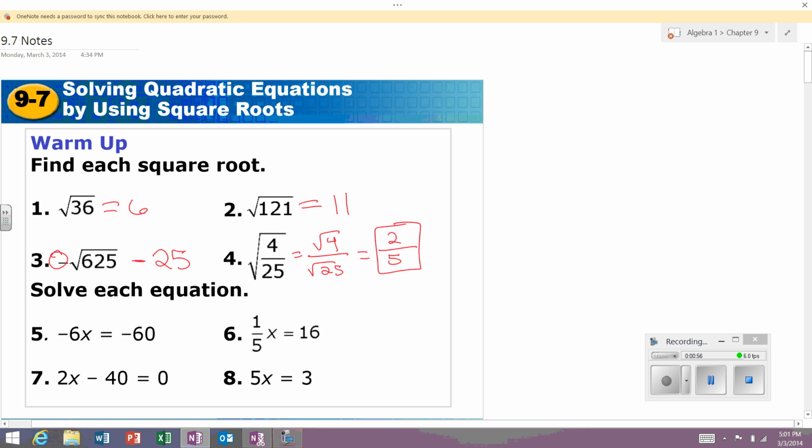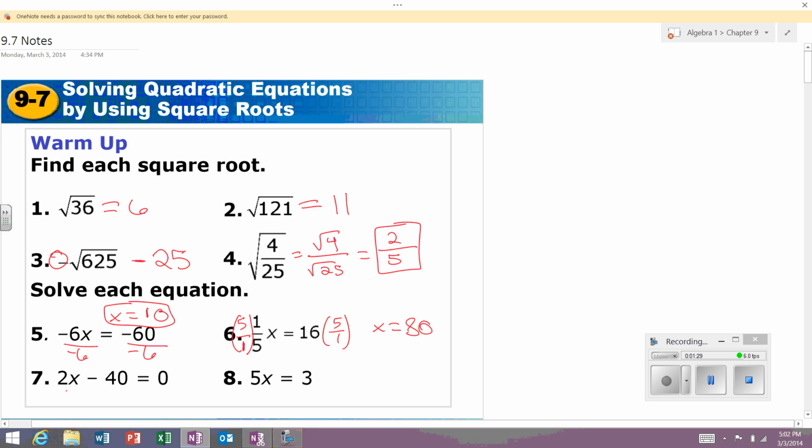Okay, the next one, they want us to solve the equation. So we need to solve for x. So we're going to divide both sides by negative 6. And then we'll get, I'm going to write it up here. Negative 60 divided by negative 6 is a positive 10. Okay, to get rid of the 1/5 next to this x, we need to multiply by 5 over 1. So instead of dividing by a fraction, we multiply by the reciprocal. So 16 times 5 over 1 gives us 80.